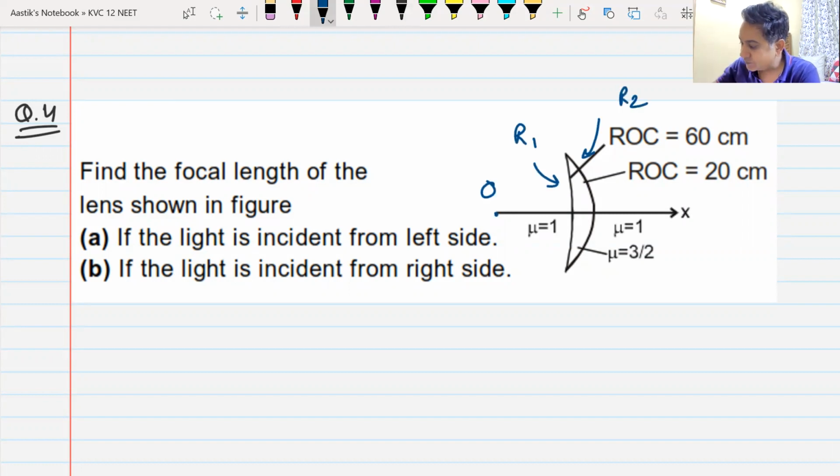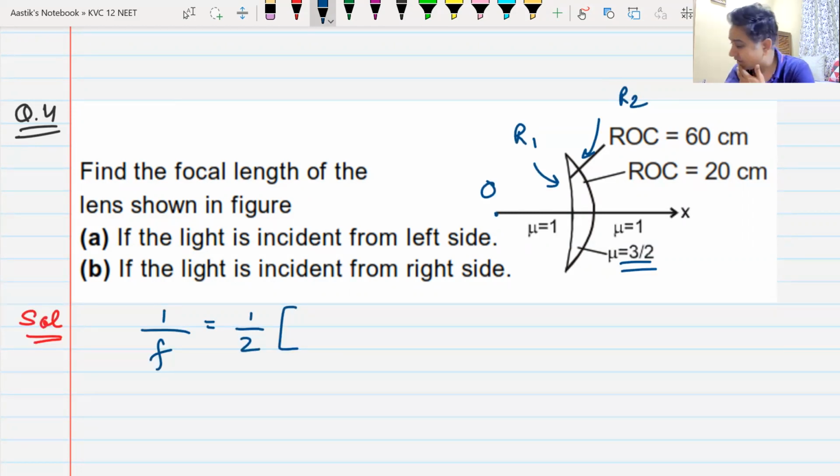Quickly, let me solve it for this end. I will not solve it for the other end. So I will write 1 by F will be equal to (mu minus 1). Mu is given as 3 by 2. 3 by 2 minus 1 is half. So let me just write half. Yes or no? Do we understand this?